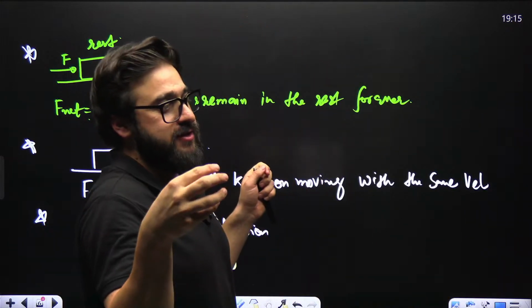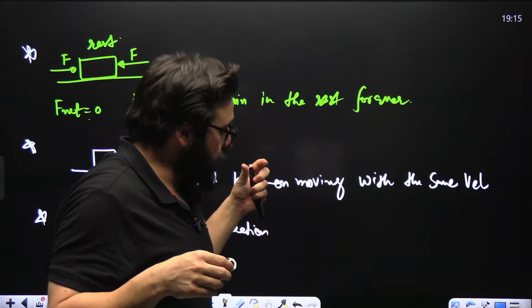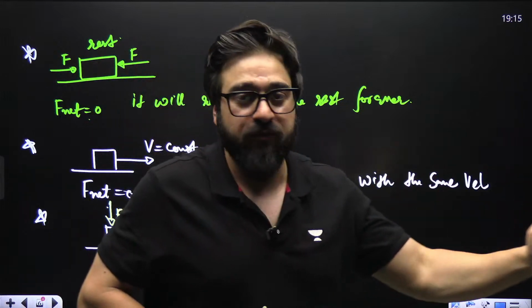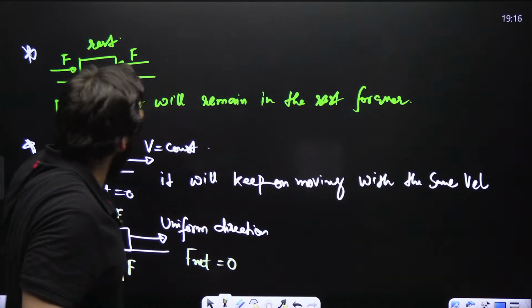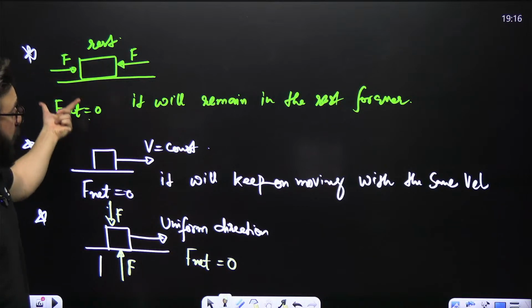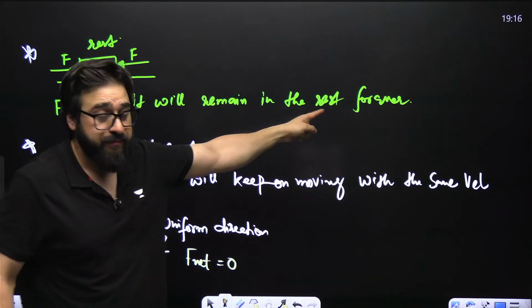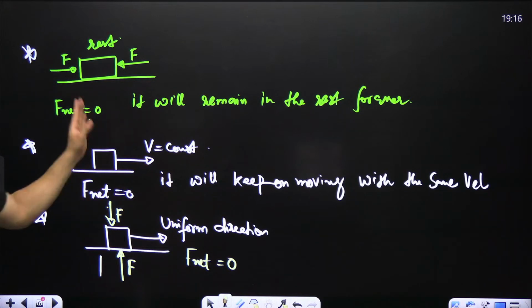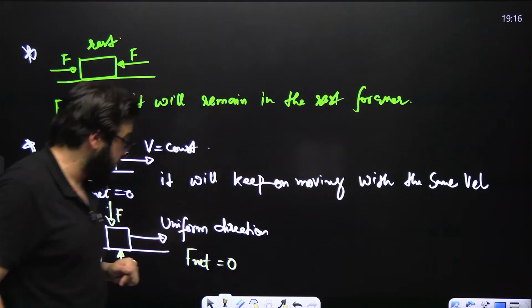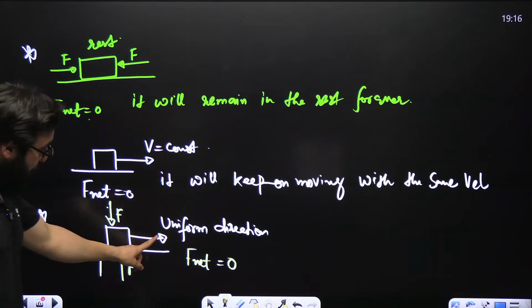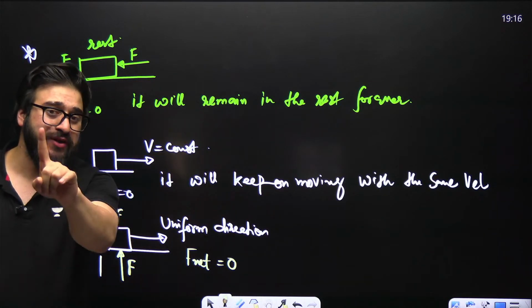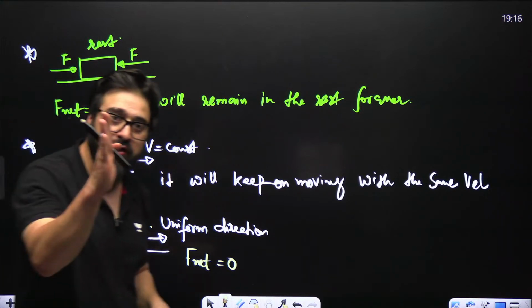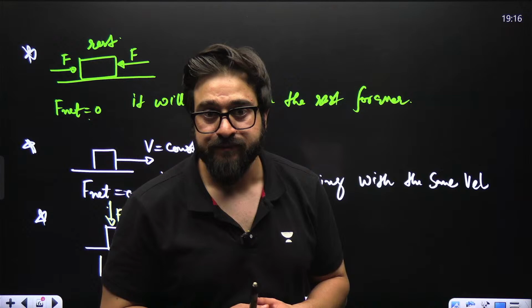Somebody is applying force from this side, another one is applying force from this side. We say both the forces will cancel. It will keep on moving forever. First one, if the body is at rest and net force is 0, it will remain at rest forever. If the body is moving with constant velocity and net force is 0, it will keep on moving with the same velocity forever. Third one, if the body has one unique direction and net external force is 0, it will move in the same direction forever.